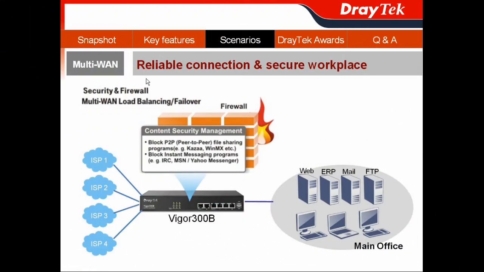Combined with the multi-WAN connection for your WAN failover and load balancing, and its advanced firewall with the content security manager, Vigor300B can give the business environment a reliable connection and a secure workplace.